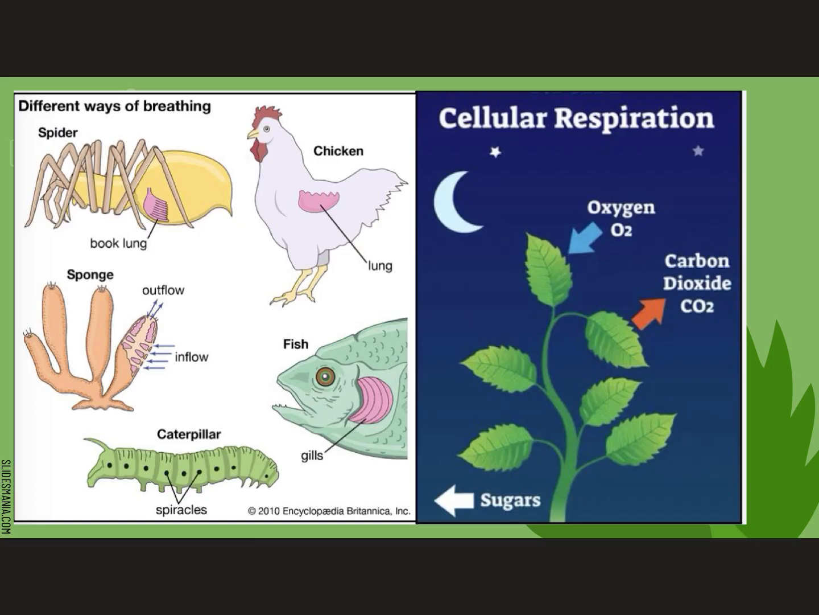And you might be asking yourself, well, oh my goodness, how do these different organisms breathe? Well, I kind of like this picture. Spiders have these things called book lungs, which are in the lower part of their body. Chickens have lungs much like us. Caterpillars have these holes in the side that help with the exchange of their gases. And you should hopefully know that fish have gills, which help them extract the oxygen from water. And this is how cellular respiration occurs. Even plants do cellular respiration. Plants also need to take in oxygen for this cellular respiration process.